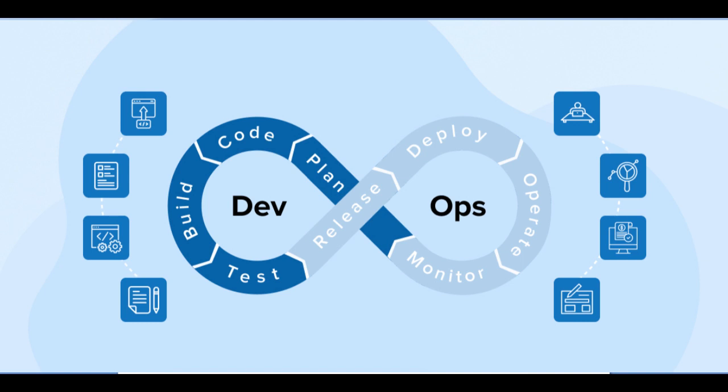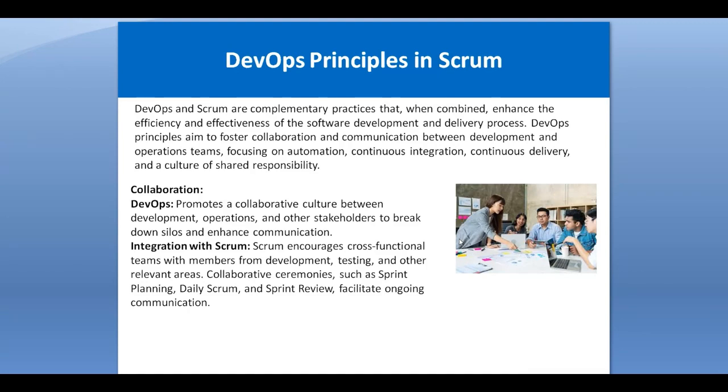Many times it happens that operations and software development are working in silos. Software development doesn't know what's going on in operations, and operations doesn't know what's going on in software development. So here comes the first concept, which is collaboration. Collaboration means, friends, the culture in which the software development team, operations team and stakeholders break down the silos and enhance the communication among both teams.